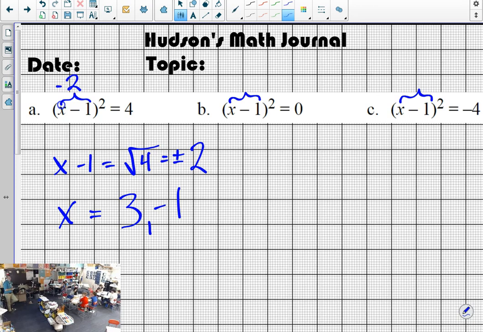So for B, this should look familiar. A zero product property with a perfect square, right? So really just what makes this 0? 1.